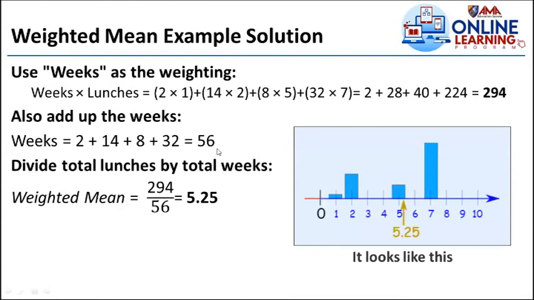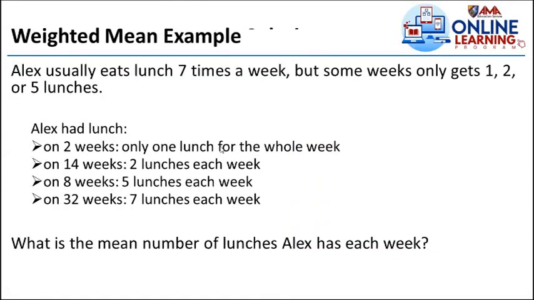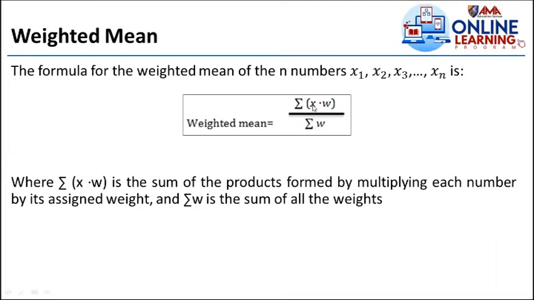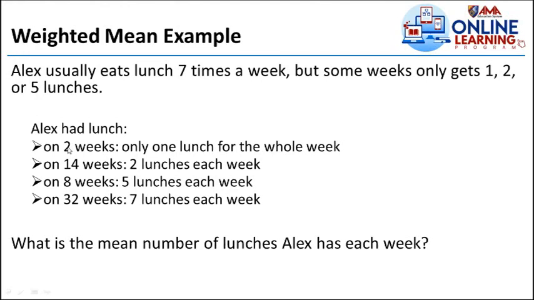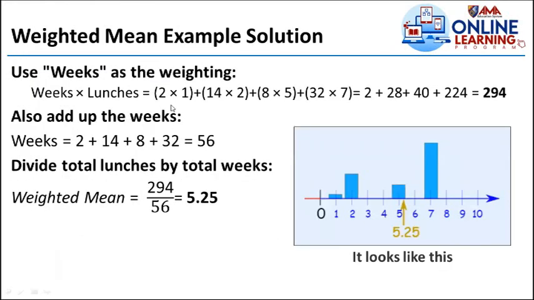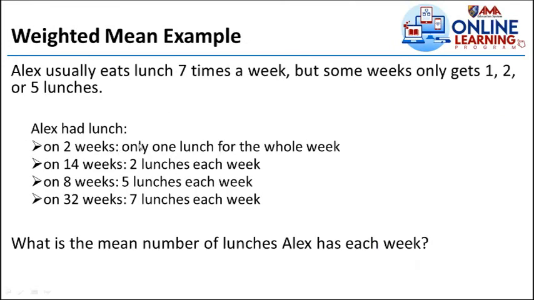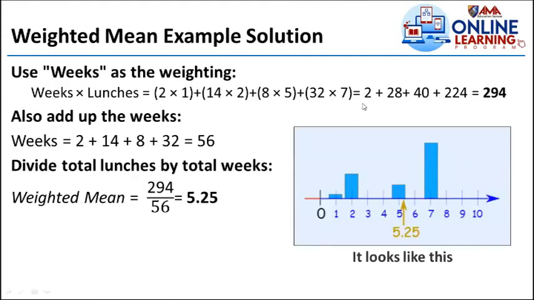So dito, gagawin po natin, we're going to collect our data. So we're going to use this formula, sum up of x multiplied by w. So this one is your x, the number of lunches, w is the number of weeks. So 2 times 1 plus 14 times 2 plus 8 times 5 plus 32 times 7. Okay? So we have 2 plus 28 plus 40 plus 224. The answer is 294. Okay?